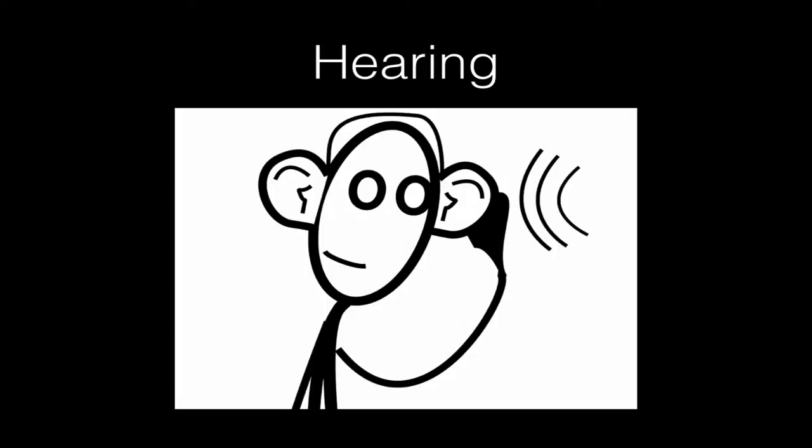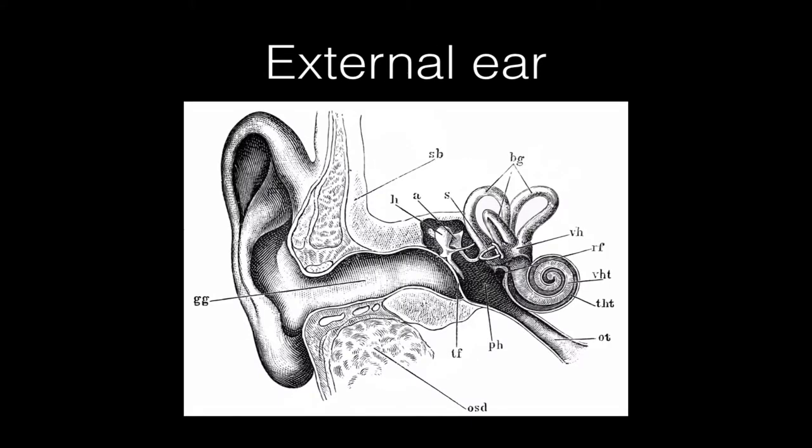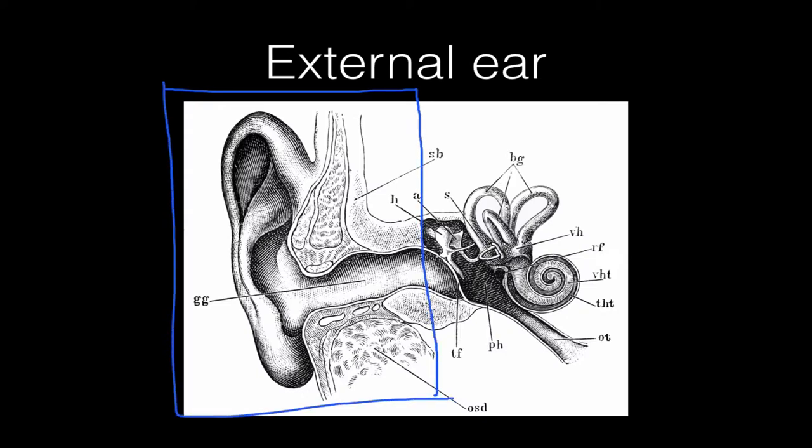The senses. Hearing. This is the ear. The external ear consists of basically what you see on the outside. The external ear goes to just before the eardrum or the tympanic membrane.